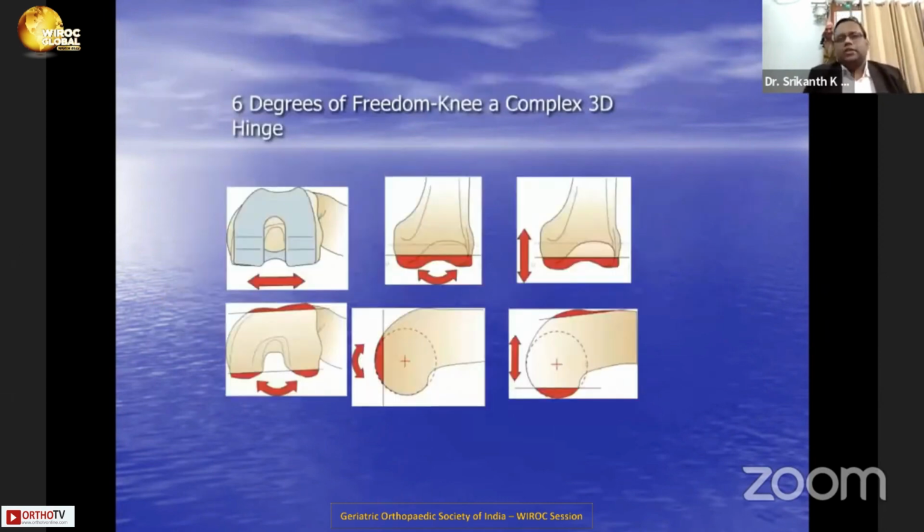We know the knee has 6 degrees of freedom, and we need 3 basic cuts to do a knee replacement: a tibial cut, femoral cut, and a patellar cut. And if you add the permutation combination, there are 215 ways in which a senior orthopedic surgeon can get a knee replacement wrong.